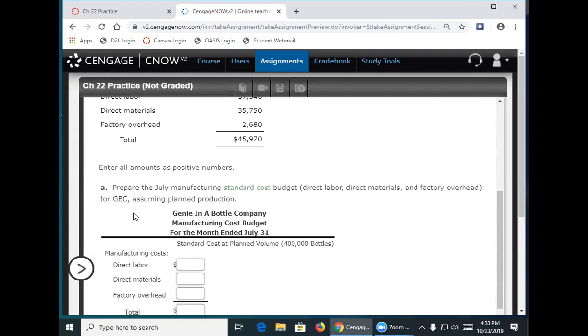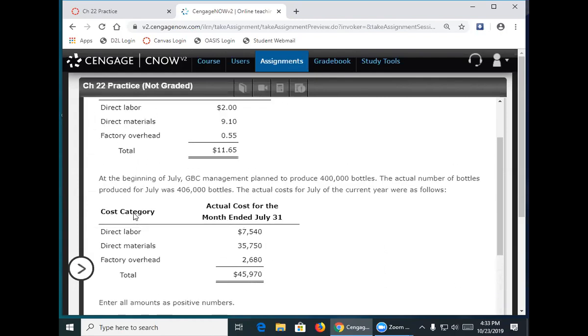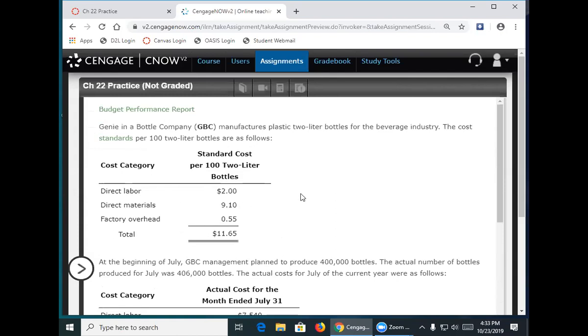So obviously, they gave us per 100. So instead of multiplying by 400,000, multiply by 4,000. Does that make sense? So these are the standard costs per 100. We basically have 4,000 batches of 100 2-liter bottles, because this is per 100. So you want to take 400,000 divided by 100. So we're really wanting to multiply all these numbers by 4,000 to flex it to the 400,000 level.